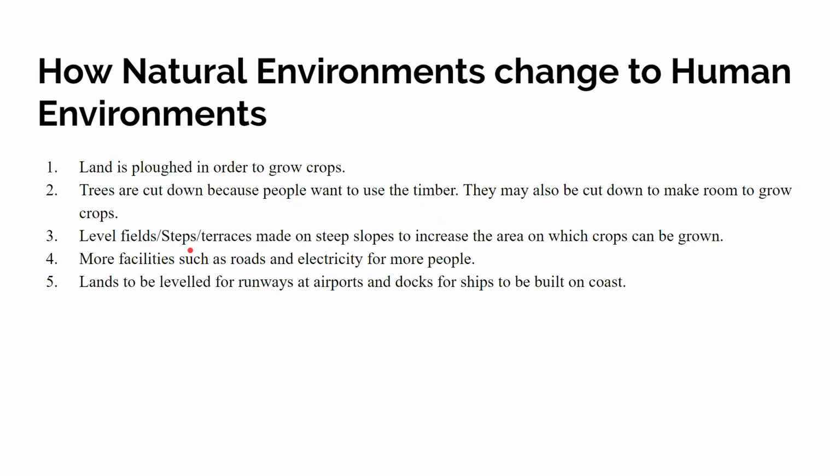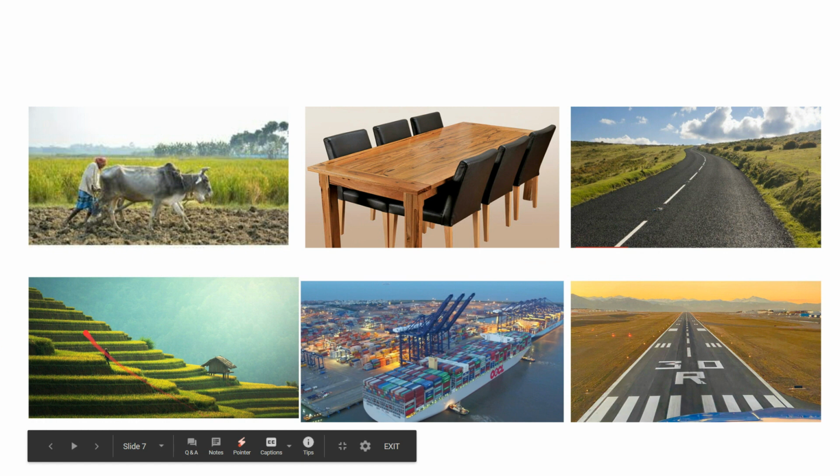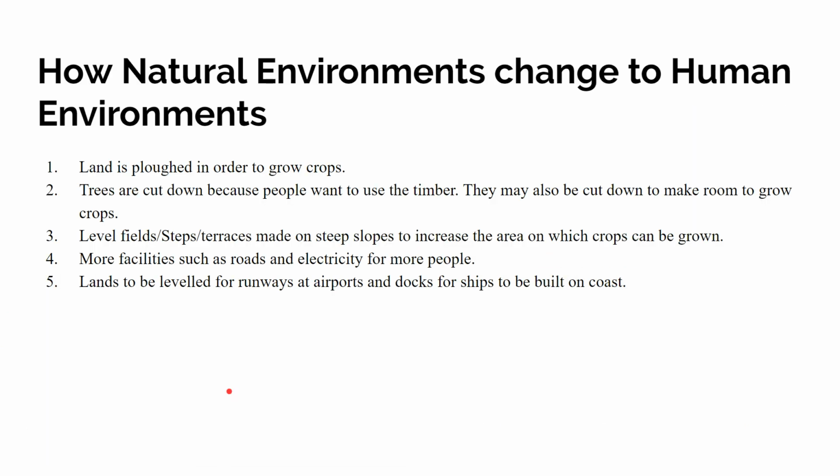Then level field steps or terraces. So we have terrace farming made on steep slopes to increase the areas on which food crops can be grown. These terraces are made on a steep slope, and on them the crops grow. This is done so that the water can be stopped from accumulating and causing soil erosion.